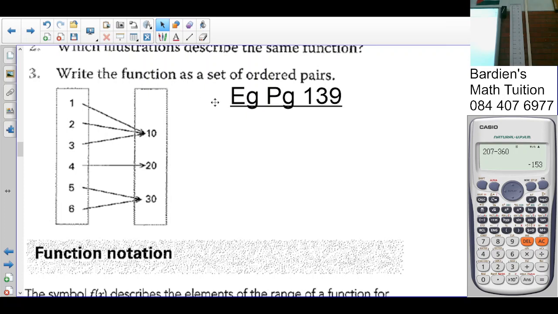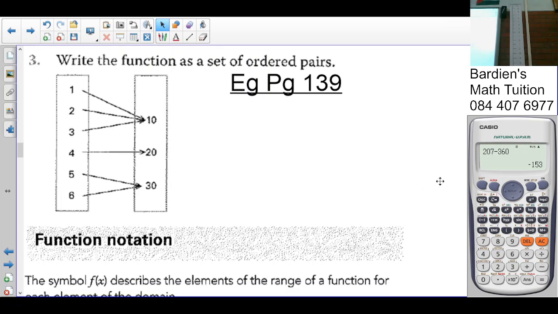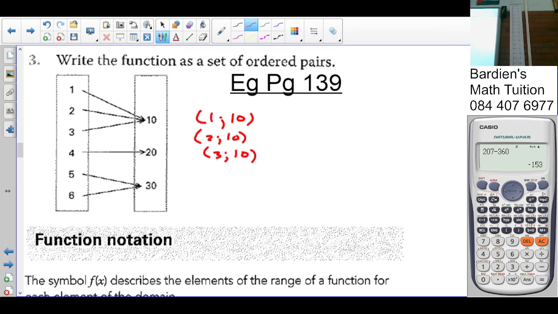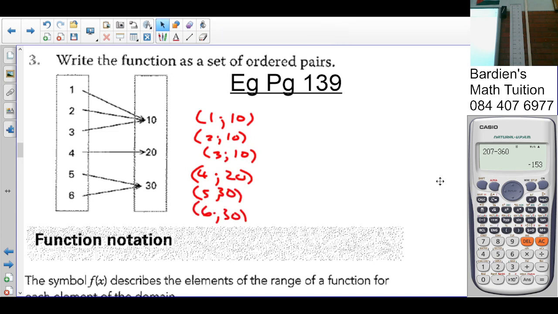Write the function as a set of ordered pairs. So what would this be? Your input is 1, your output is 10. Your input is 2, your output is 10. Your input is 3, your output is 10. You got 4 and 20, as you can see here. 5 and 30, and 6 and 30. Okay?